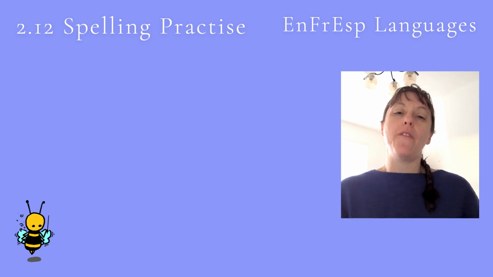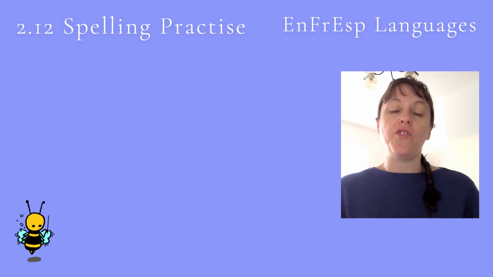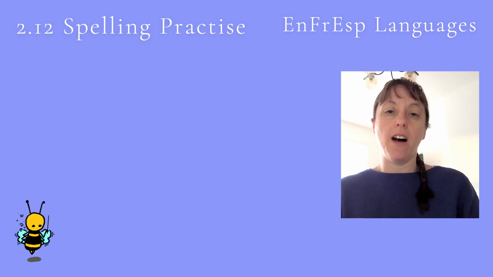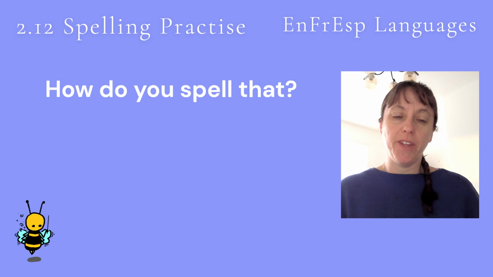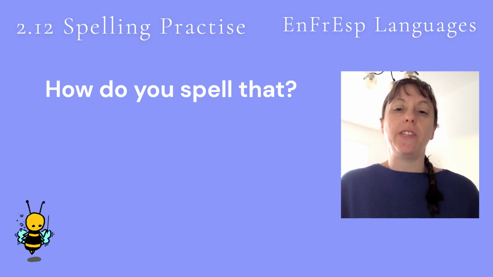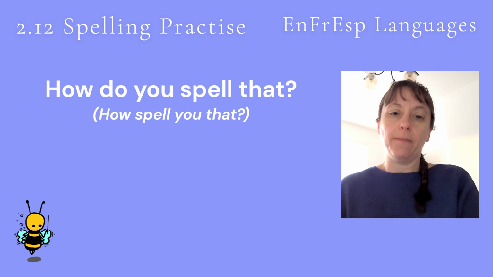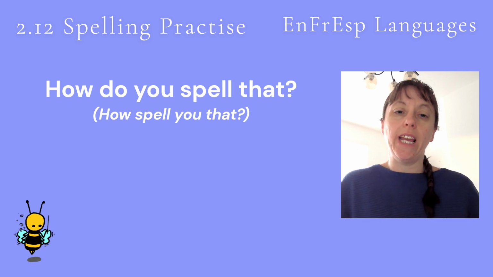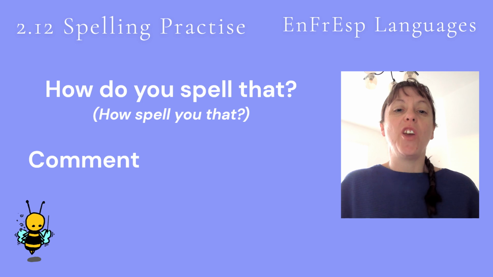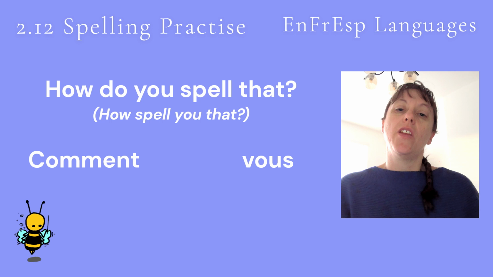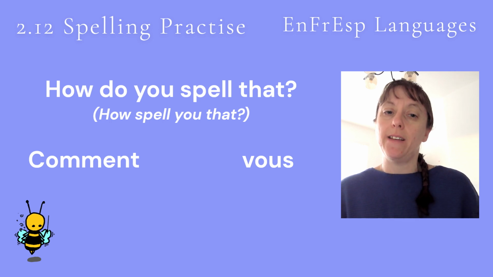Now, if you have a reservation at a hotel or a restaurant, the employee is likely to speak formally with you. So we will look at how to formally ask, how do you spell that? The literal translation of this phrase in French is, how spell you that? The word how is Comment. You, formal, is Vous. The verb to spell when conjugated with vous is Épeler.